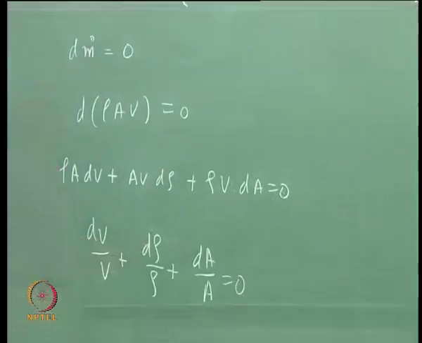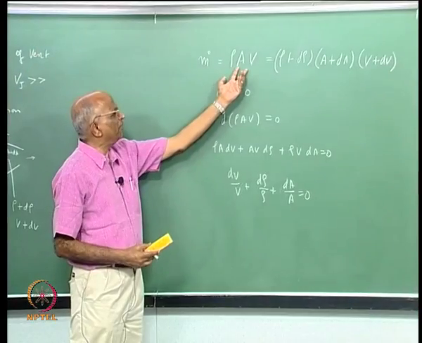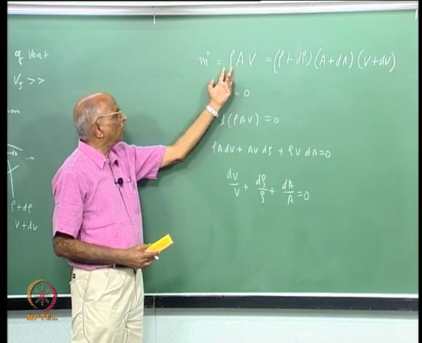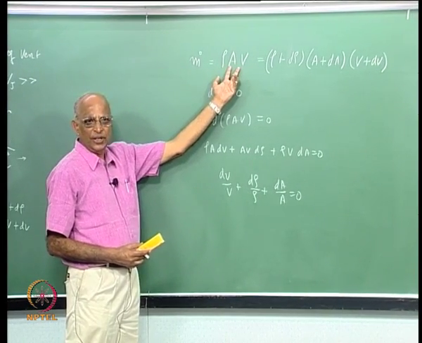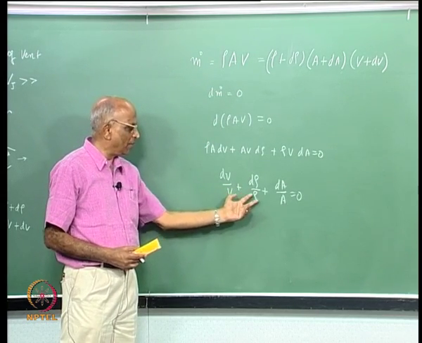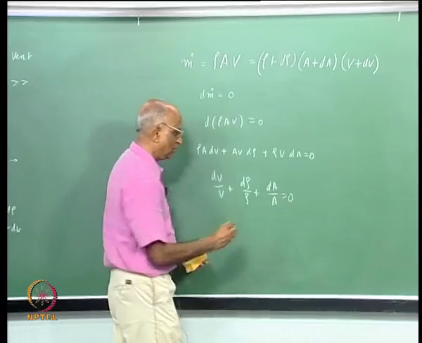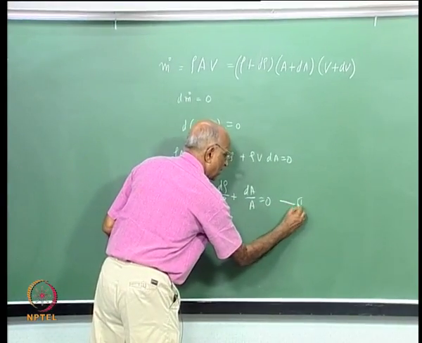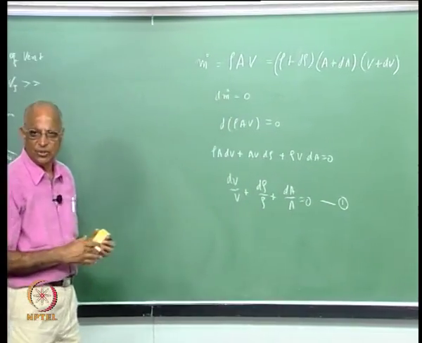I could have derived this expression by just saying rho AV is a constant, therefore the logarithm of rho AV is a constant, and differentiating this would have given me dV by V plus d rho by rho plus dA by A is equal to 0, which we call the continuity or the mass balance equation.